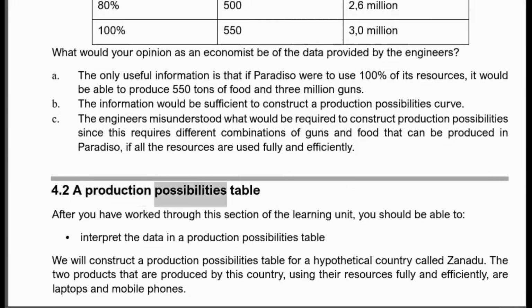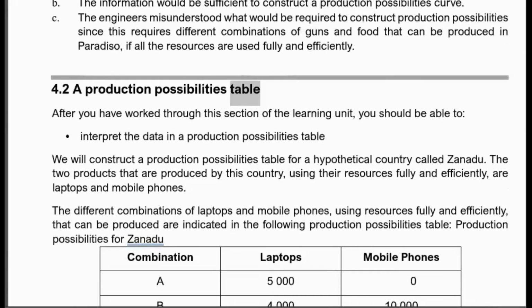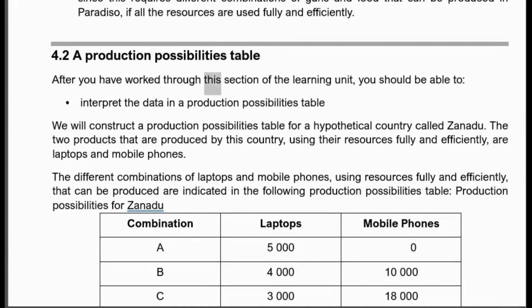4.2 A production possibilities table. After you have worked through this section of the learning unit, you should be able to interpret the data in a production possibilities table.